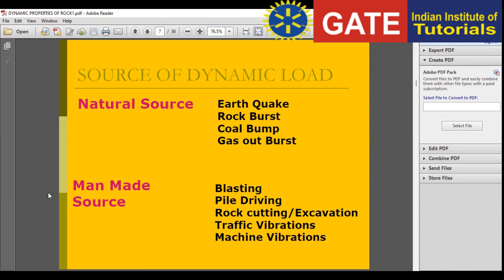And man-made sources are like blasting, pile driving, rock cutting or excavation, traffic vibration or machine vibration. So basically, whatever the factors by which you can induce or change the load or stress condition, that is the source of dynamic load.